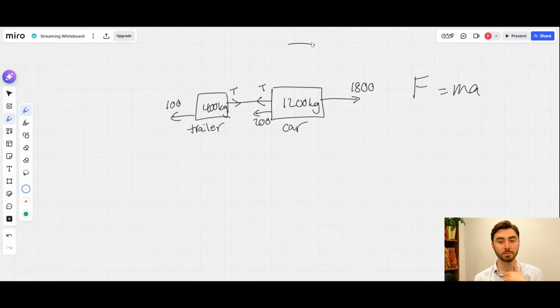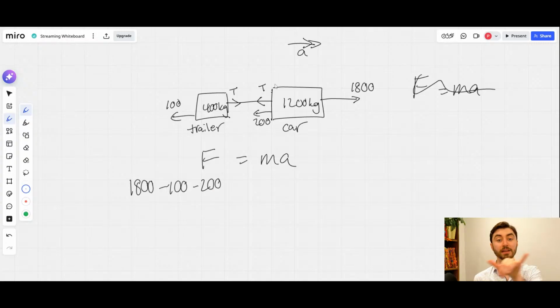Well, taking this as the positive direction, because that's the direction in which we're accelerating, taking the full system, we have 1800. In fact, let me move this over here just so that we have a bit more room to work with. We know in the forward direction we have 1800. And we have the 100 and the 200 acting in the negative direction, so they will be negative 100 minus 200. And these two tensions will cancel each other out when considering the full system.